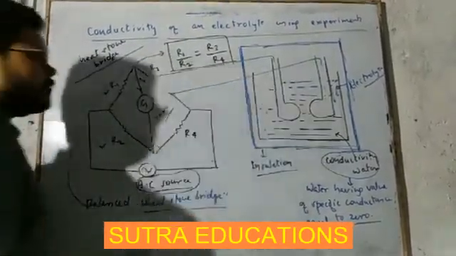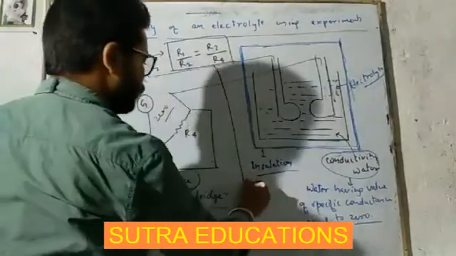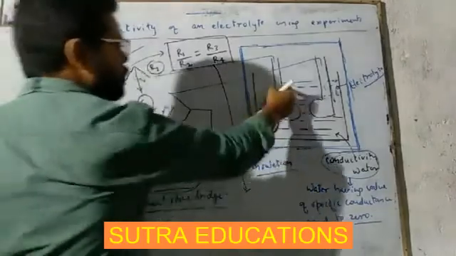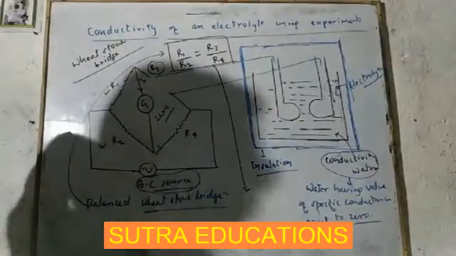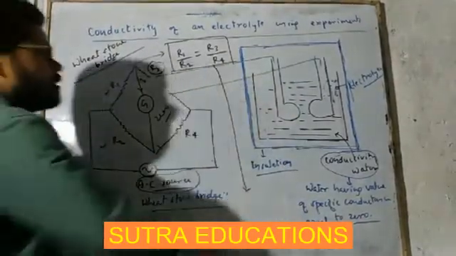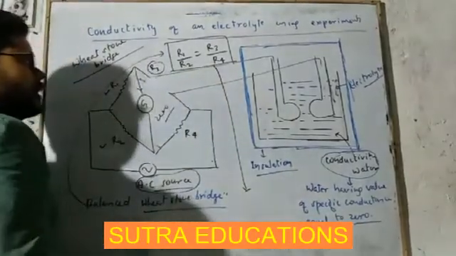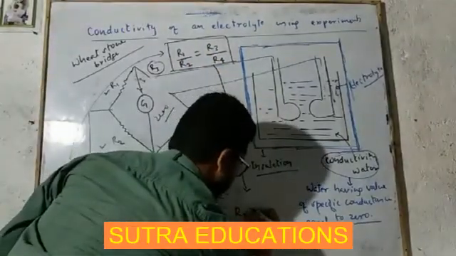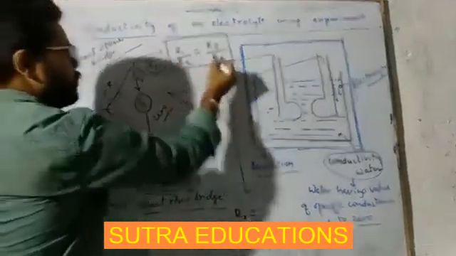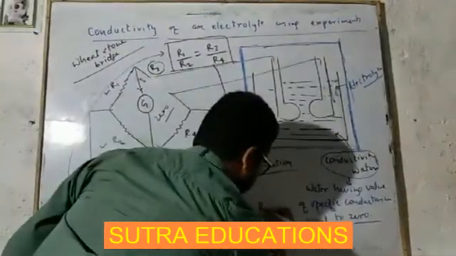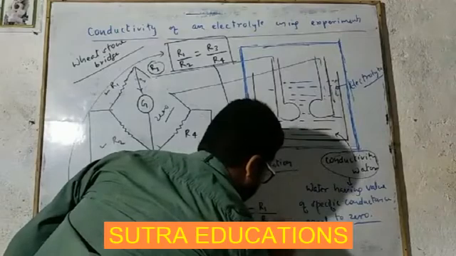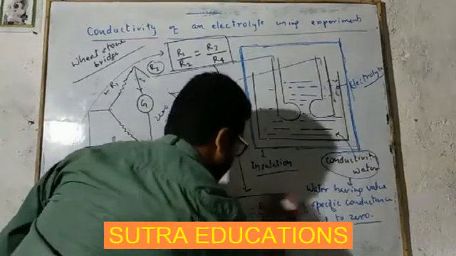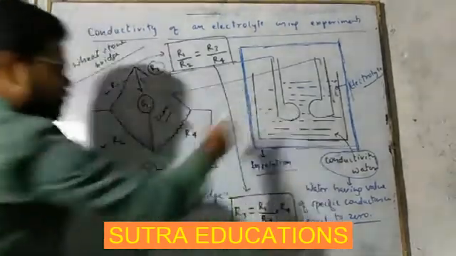So from here we can say, R3 we are going to measure. This is R3. R3 is the resistance of this electrolyte. So from this we can measure the resistance of this electrolyte, and it will be R3 is equal to R1 by R2 multiplied by R4. This is the resistance of the electrolyte.